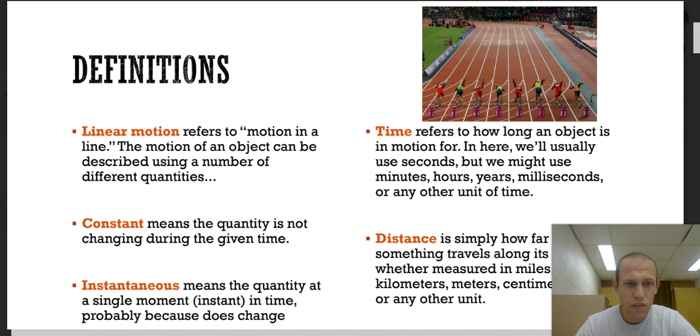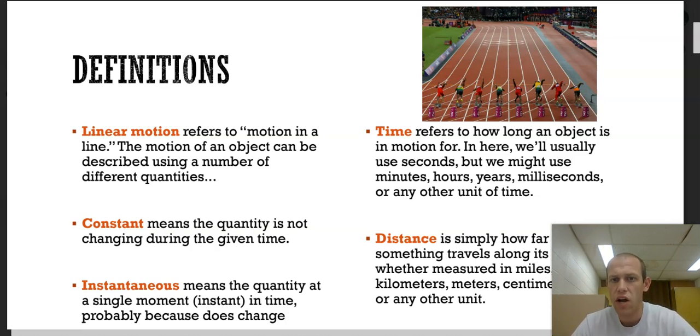The word constant we take to mean a quantity that is not changing during a given time. It's always the same speed. It's always at the same position. It's constant, not changing. If you hear the word instantaneous, we're talking about that quantity at a single moment in time. So that quantity is probably changing, but we want to know at this instant, at a time of 2 seconds, what is that quantity? So it is changing.